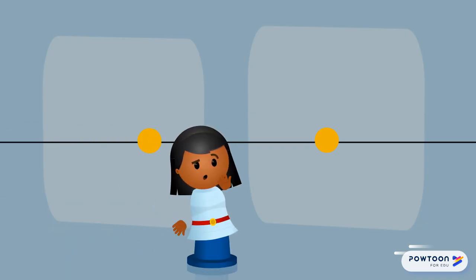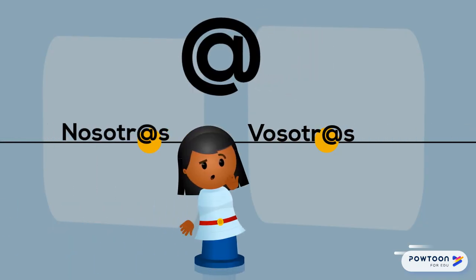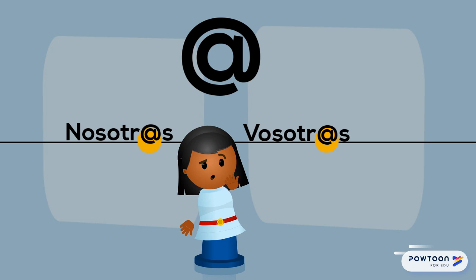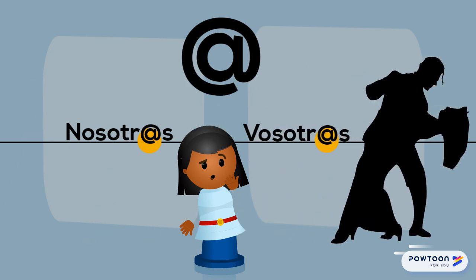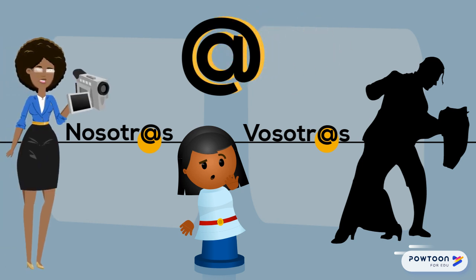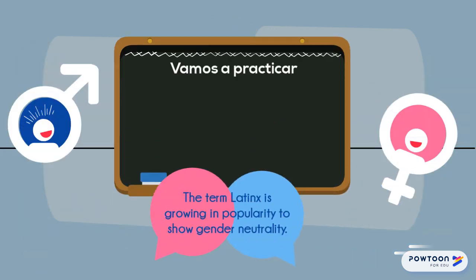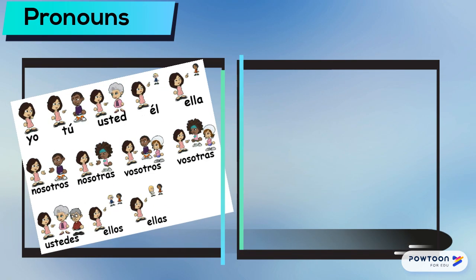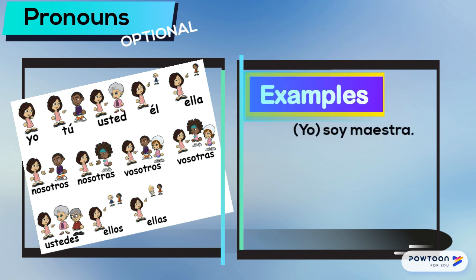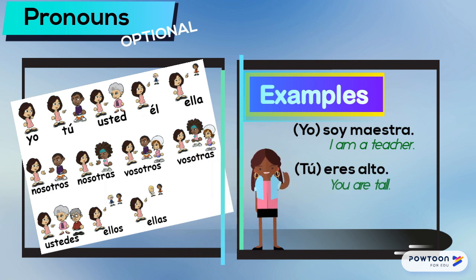You might be wondering why I'm using the at symbol in nosotros and vosotros. These two pronouns have both feminine and masculine options, so the at symbol is just a good way to visually show that to you. You will also see me use it in the practice sentences, since I don't know the gender of who is watching this video. By now, you probably have had some practice with using pronouns. Just remember that in Spanish, they are optional. I put them in with the examples because it's always a good idea to review the pronouns if you are just beginning to learn Spanish.